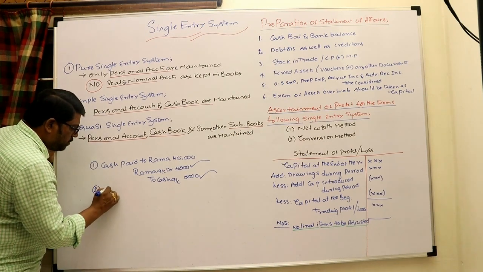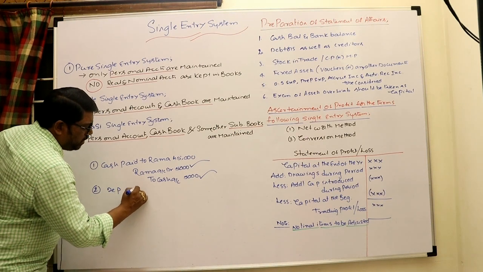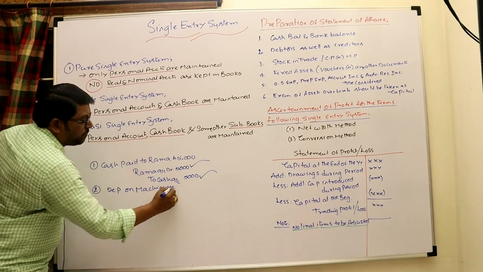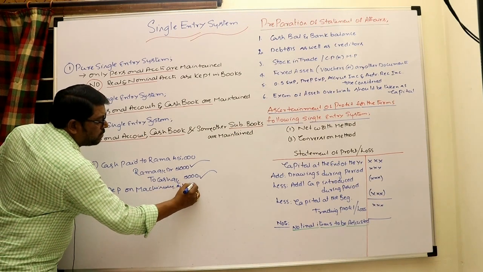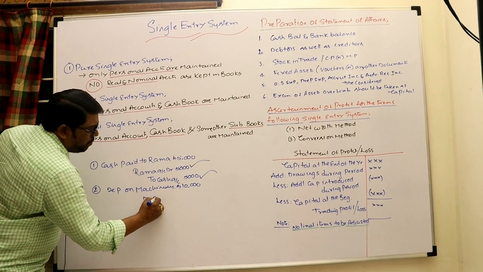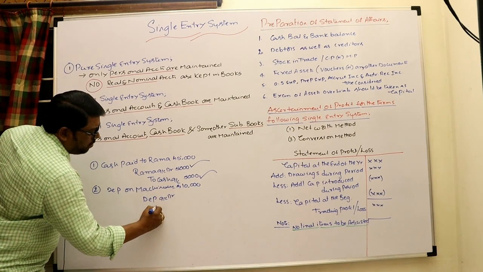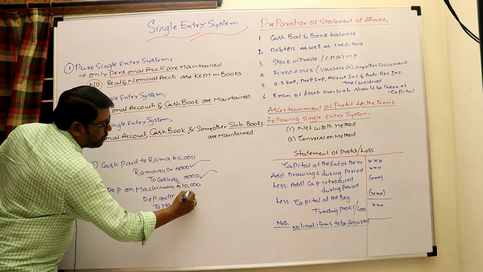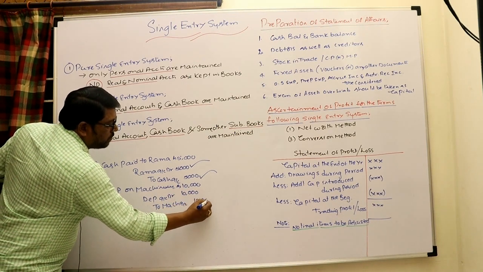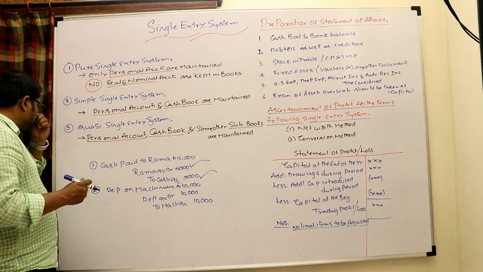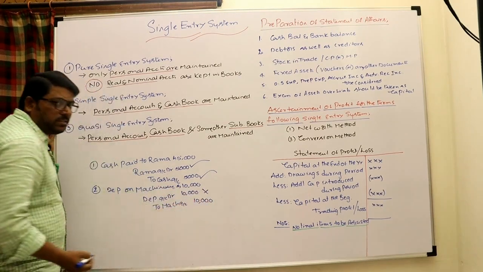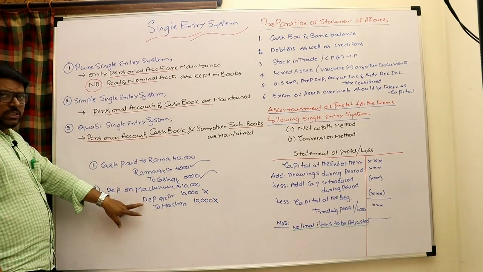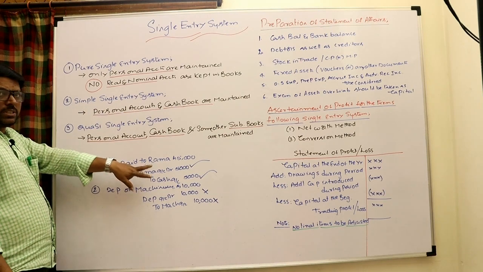Let us say the second one, depreciation on machinery, rupees 10,000. What is the entry for that? Depreciation account debit to machinery account, 10,000. Depreciation is a non-cash expense and a nominal account, so no account is maintained here. Machinery is a real account and an asset, and no account is maintained for that either. So here both aspects are not recorded.